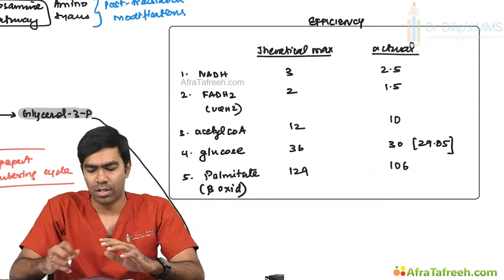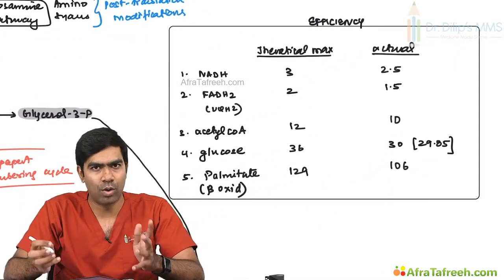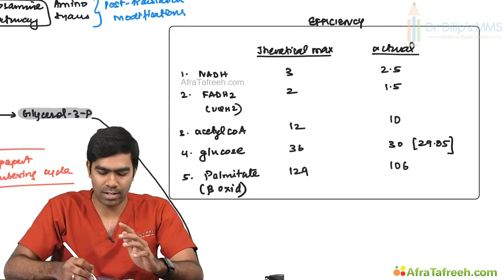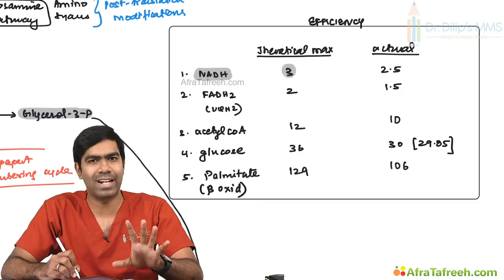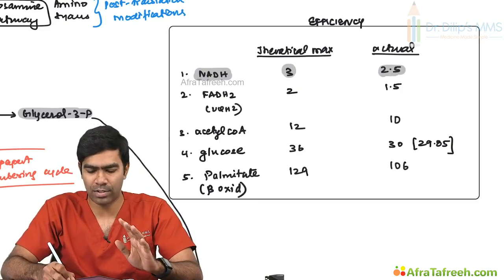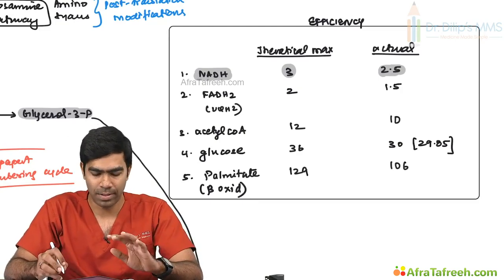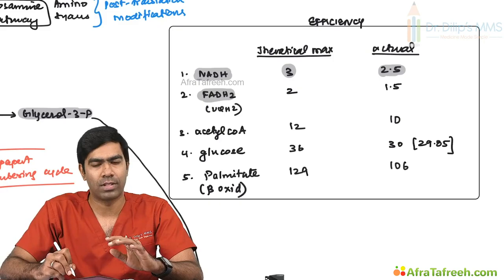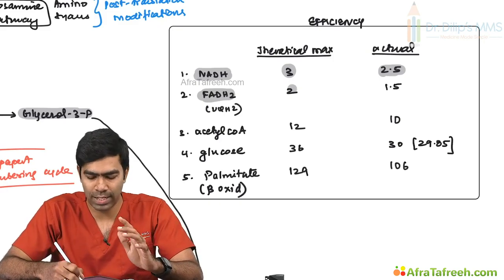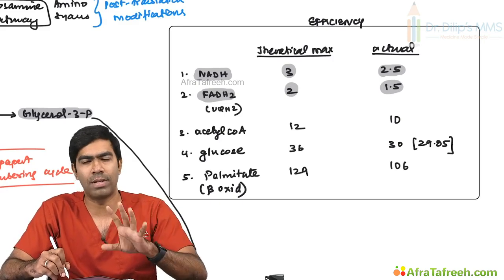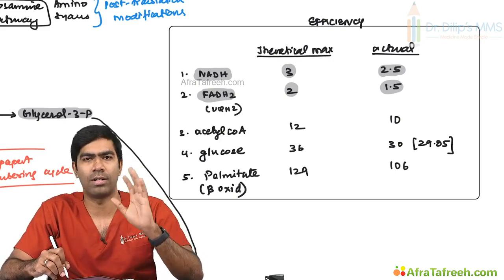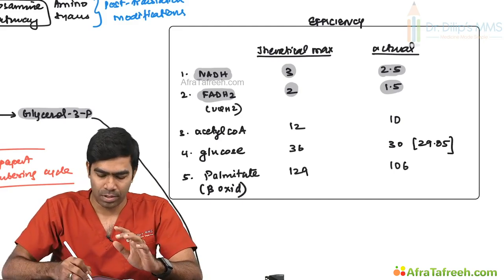So what are the energy efficiencies? Basically, first we have a lot of energy donors, I mean, electron carriers like NADH. Upon the electron transport chain, they're going to produce a theoretical maximum of 3 ATPs, but actually only 2.5 ATPs. FADH2, that is UQH2, can produce a theoretical maximum of 2 ATPs, whereas actual is only 1.5 ATPs. This is based on the proton gradient.